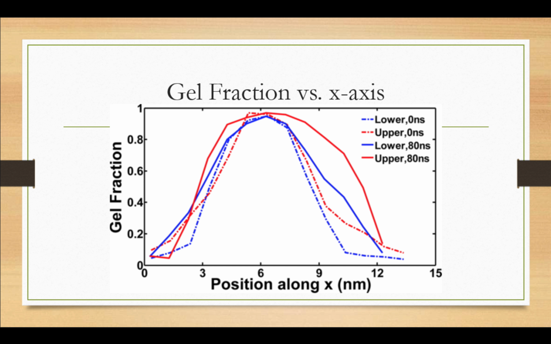The simulations that use the Berger force field showed differences in their structural properties. This figure shows a profile of the gel fraction of the system, or the fraction of lipids within a 1 nanometer range of the X values, versus their position along the actual X-axis.